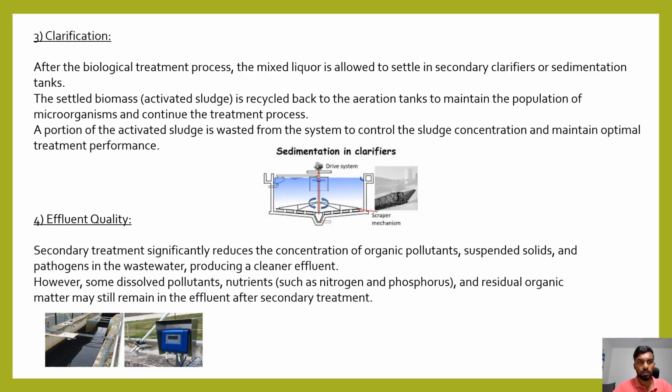The next process is clarification. After the biological treatment process, the mixed liquor is allowed to settle in the secondary clarifiers or sedimentation tanks. Then the settled biomass is recycled back to the aeration tanks to maintain the population of microorganisms and continue the treatment process. A portion of the activated sludge is wasted from the system to control the sludge concentration and maintain optimal treatment performance. The next step is effluent quality.